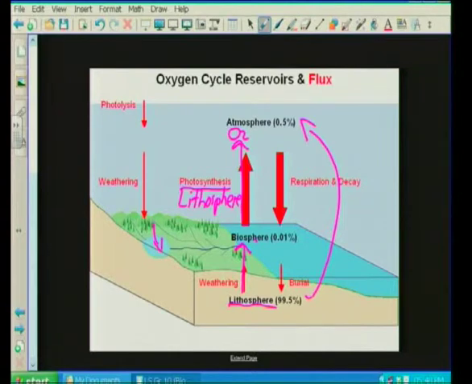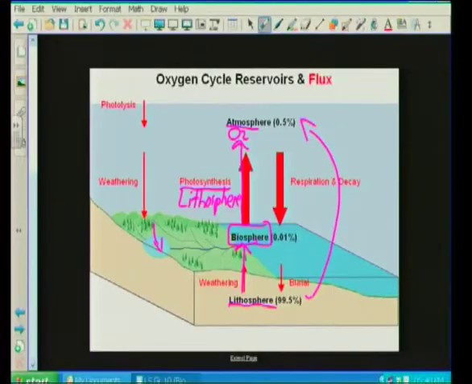Just quickly, that word biosphere. Biosphere includes, again, the lithosphere, which is land. It includes the hydrosphere, which is water, and then obviously the atmosphere, which is air. So with the oxygen cycle, there's a continuous cycling of our oxygen taking place. I think that is enough there.